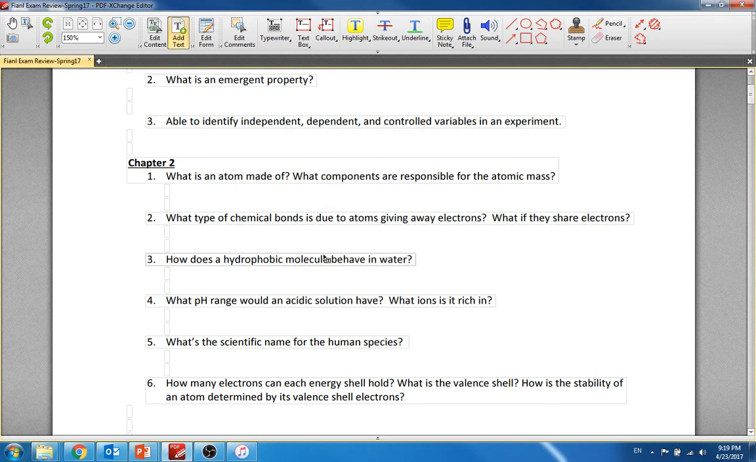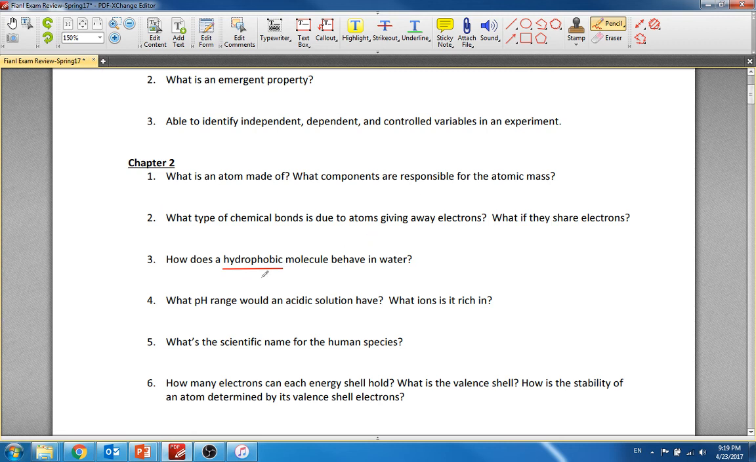Question number 3, how does a hydrophobic molecule behave in water? So here the main point is to be able to tell the difference between hydrophobic and hydrophilic. Hydrophobic means that the molecule does not like water, so therefore all these molecules will stay together, will hide away from the water. They form these little droplets.